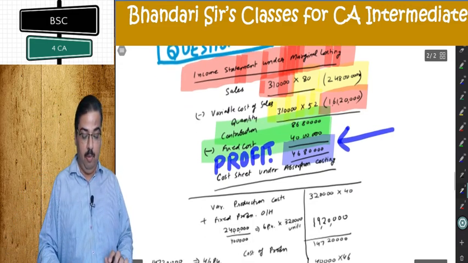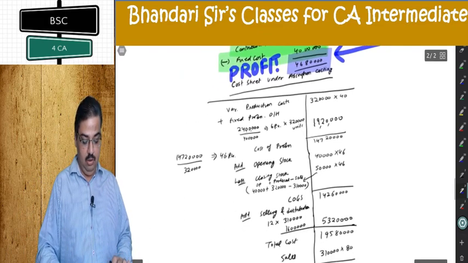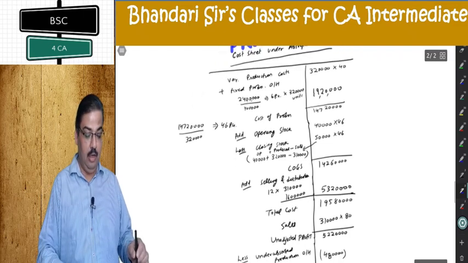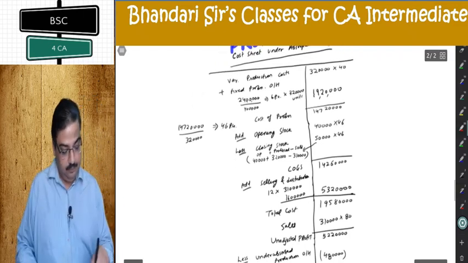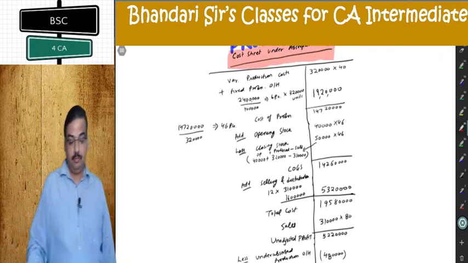Now comes more important thing, absorption costing. Absorption costing is more important, so focus on the same. It's going to be more relevant for your understanding and analysis. Cost sheet under absorption costing.